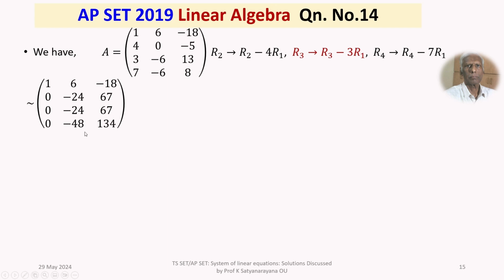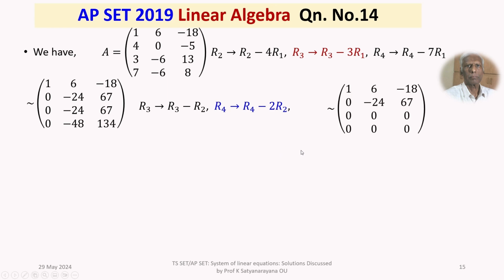So we can very easily make it 0. R3 is R3 minus R2 because they are equal. R4 is R4 minus 2 times R2 because it is 2 times. Then you will get the third row and the fourth row as 0. This is the echelon form. And what will be the rank? Rank of A will be the rank of the echelon form. The rank of the echelon form is the number of non-zero rows. Therefore, there are only 2.